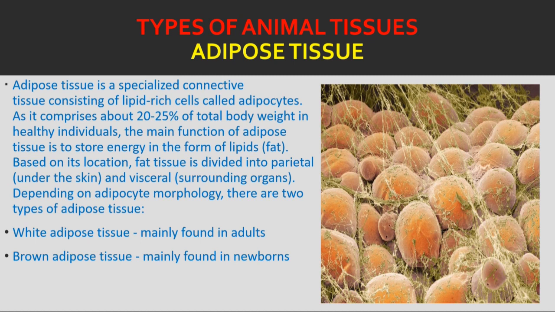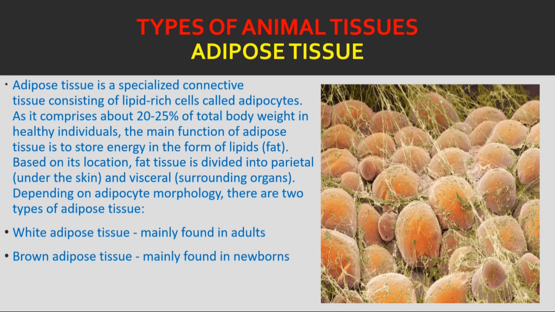Adipose tissue comprises 20 to 25% of total body weight. Mostly it is made up of the fats present in our food, and these fats get stored inside the adipose tissues. Based on its location, fat tissue is divided into parietal, under the skin, and visceral, surrounding the organs.